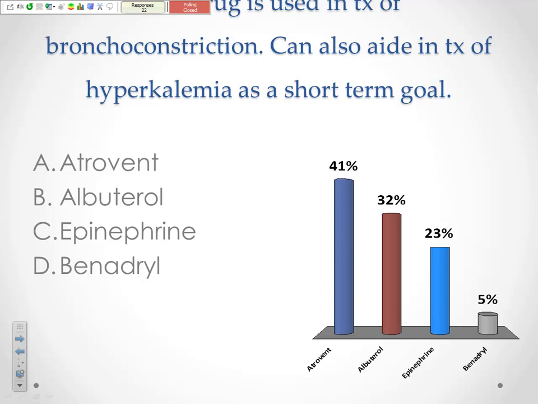Hyperkalemic, you've got too much potassium in the cell, right? And it needs to be pulled out. And albuterol is one of those drugs that can help pull it out. It only lasts for a short amount of time, so you've got to get another treatment in place.